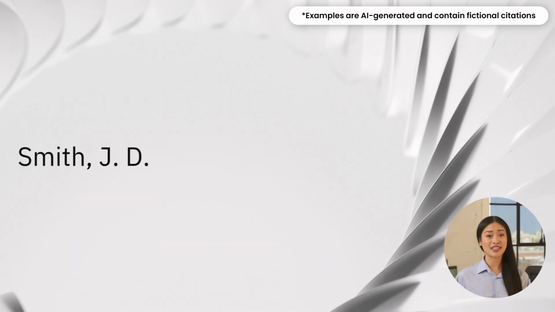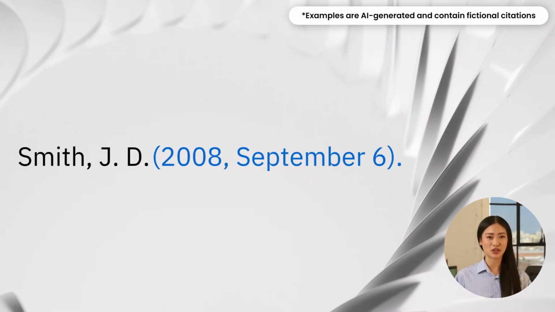Following the author's names, indicate the year of publication in parentheses for sources such as journal articles and books. If the publication date is not available, put ND in parentheses instead. When citing sources such as online newspapers, you may need to include the full date, including the year, month, and day.